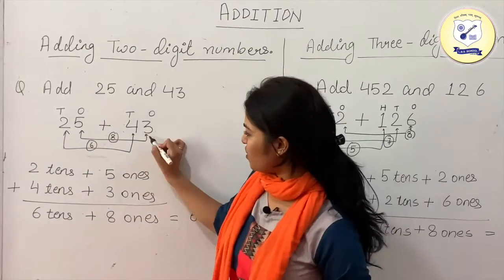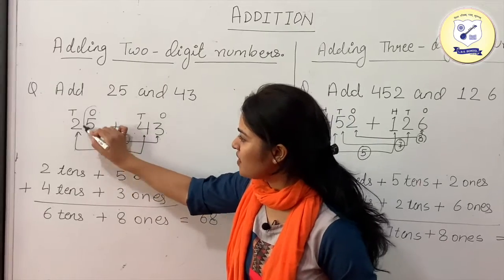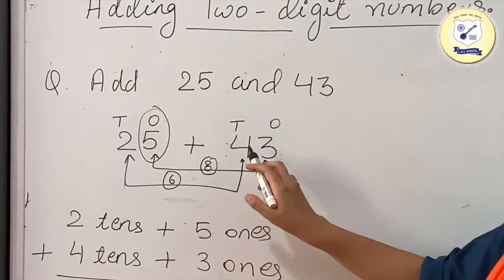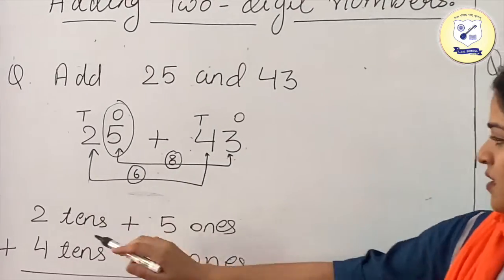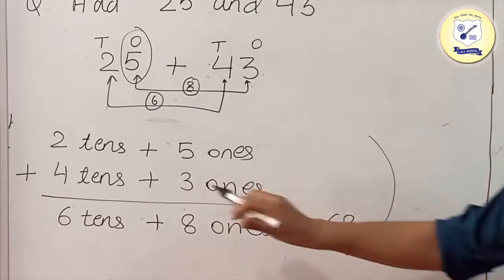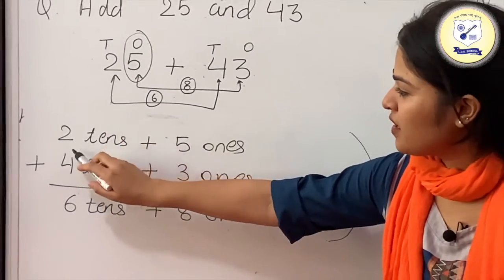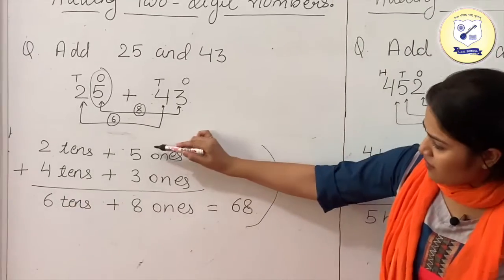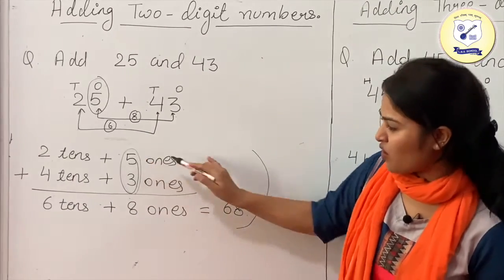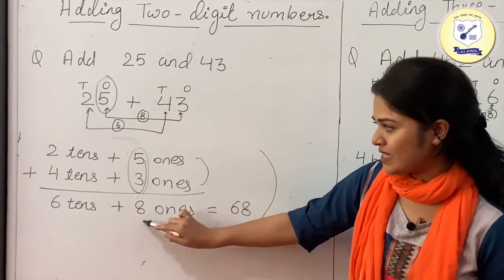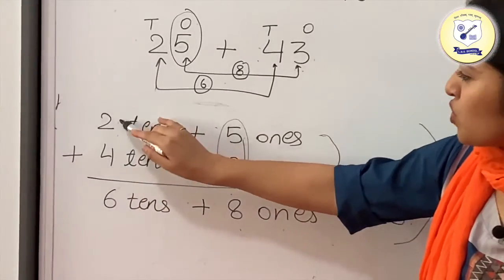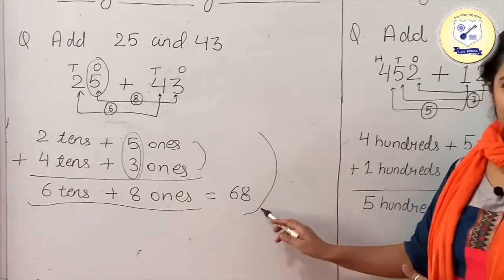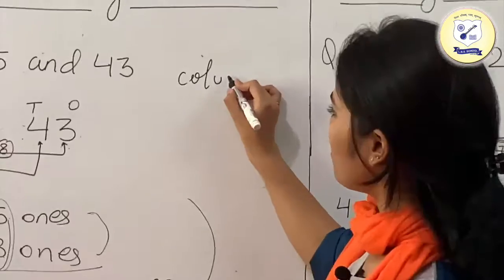So as we are having 3 on ones place, we will add this number with the 5 of ones place of the other number only. 3 plus 5 is 8, and here 4 and 2 is 6. I have written this in this format also, if it would be convenient for you to understand: 2 tens plus 5 ones, 4 tens plus 3 ones. These 2 digits are of ones place value, so 5 plus 3 is 8, and 2 and 4 are of tens value, so 2 plus 4 is 6. 6 tens plus 8 ones is 68. You can do this by using the column method also.